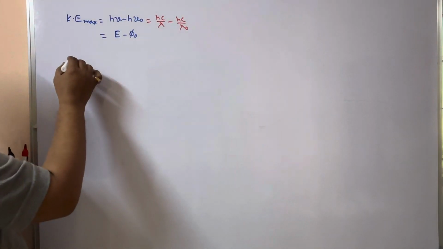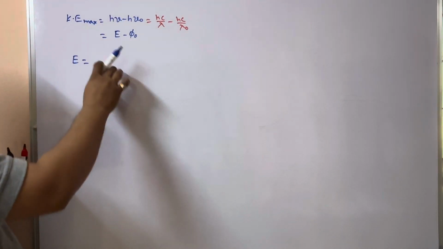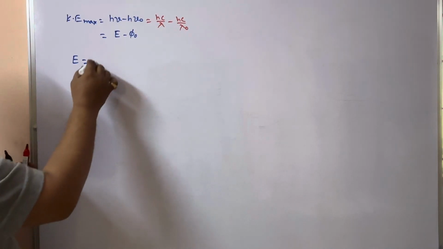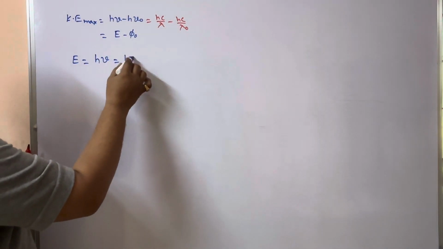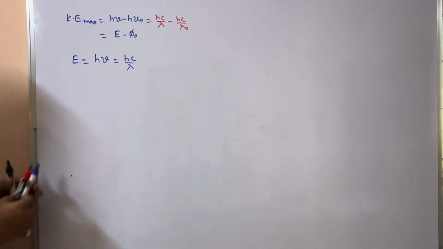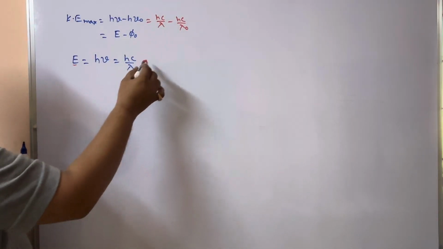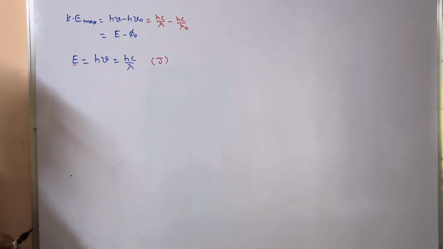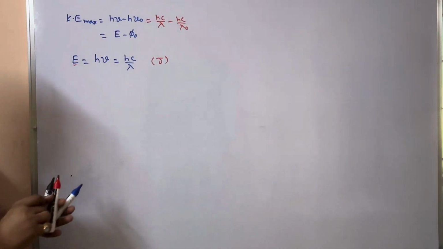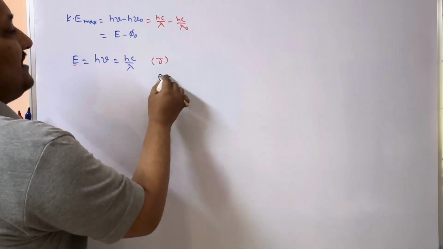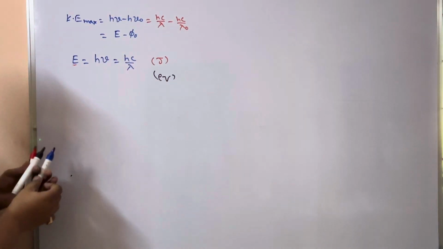Now in this, E is the incident energy of the light or photon. What is the formula? h mu or hc by lambda. So whenever you are calculating energy, you will get units in joules, but sometimes you will get it in electron volts also. While solving problems, how do we have to use this equation?